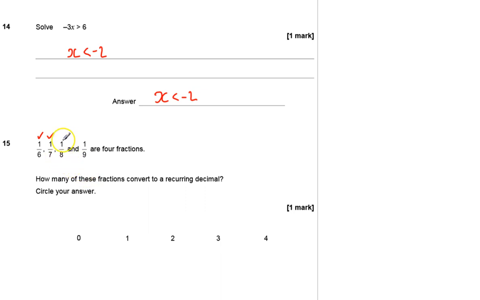1/8 is half of a half of a half, so we know half is 0.5. Half of that is a quarter, which is 0.25, sorry, and half of that is an eighth, which is 0.125. So that's actually a terminating decimal. And then we've got a ninth, which again is going to be a third of a third, and we know a third is a recurring decimal, so a ninth is also going to be a recurring decimal. So that's going to be 3 of those will be a recurring decimal.